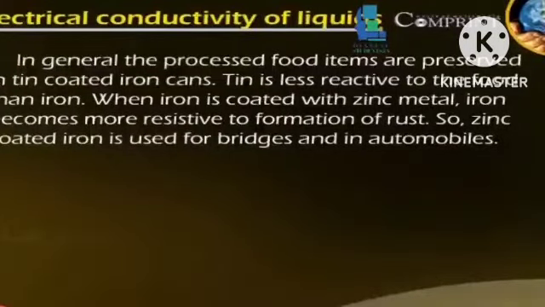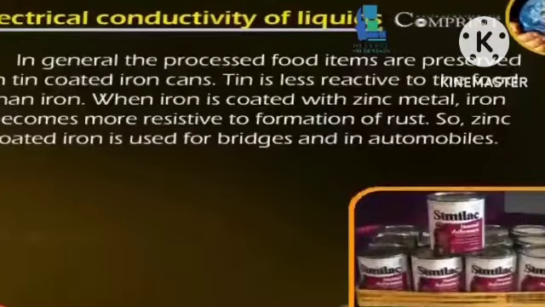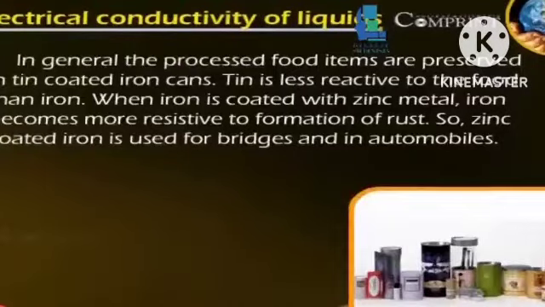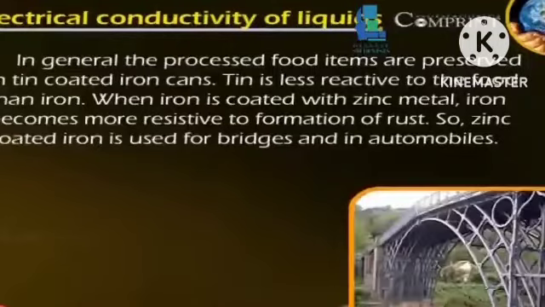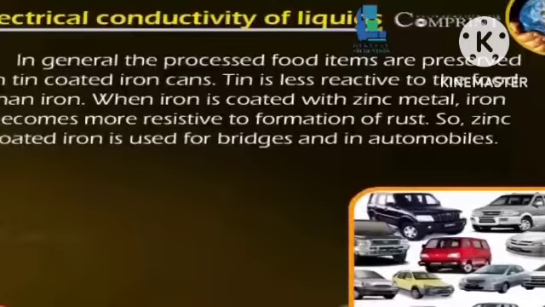In general, processed food items are preserved in tin-coated iron cans. Tin is less reactive than iron. When iron is coated with zinc metal, iron becomes more resistant to the formation of rust. So, zinc-coated iron is used for bridges and in automobiles.